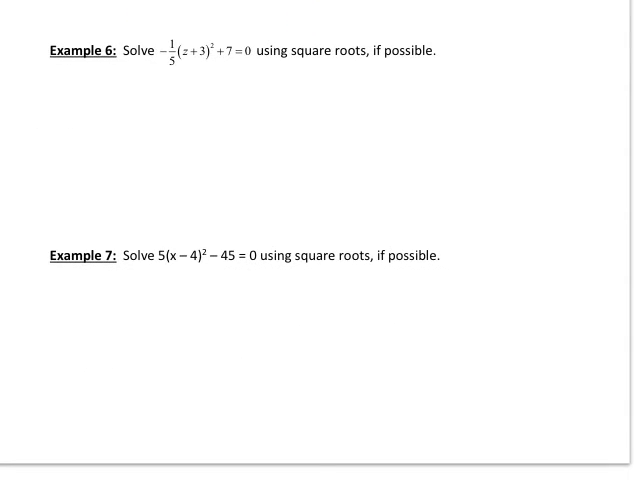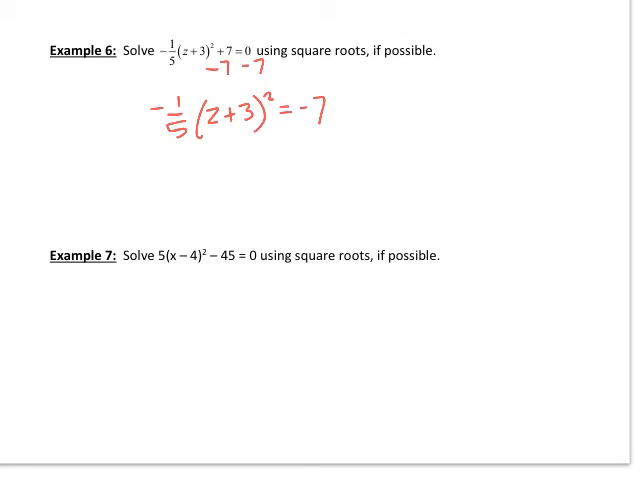All right, moving on to example number 6. Now this one looks a little bit more complex. Let's take a look at what we can do to simplify it a little bit. The first thing I notice I can do is subtract 7 on both sides. So I'm going to end up with negative 1/5 times z plus 3 squared equals negative 7.